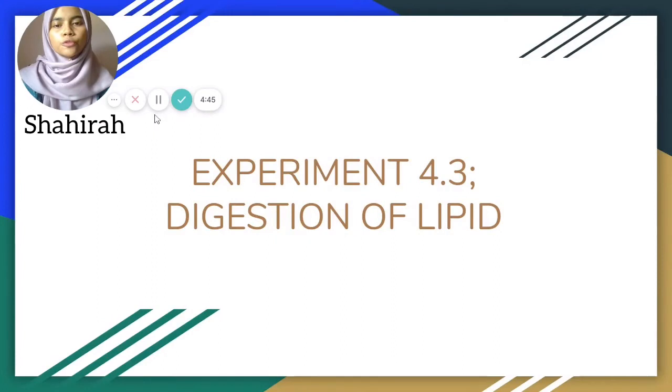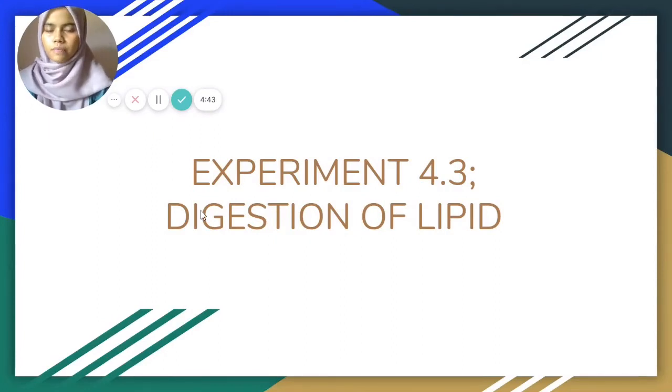Next, we will move to experiment 4.3, which is digestion of lipid. The enzyme used in this experiment is lipase. Lipase will break down lipid into glycerol and fatty acids. In this experiment, we use phenolphthalein to indicate the presence of fatty acids.